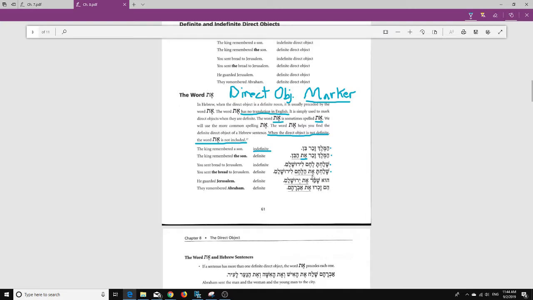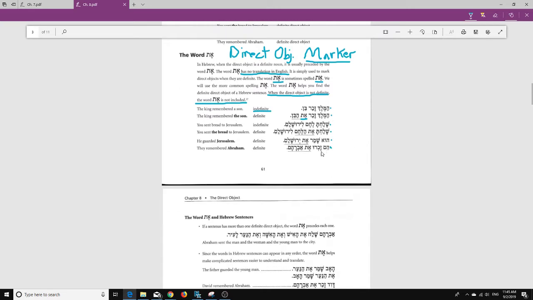And notice, I didn't translate this at all. Okay? One last example. Hu shamar et Yerushalayim. He guarded Jerusalem. I said one last example. I assume this was in pairs like the rest. Haim zakru et Abraham. They remembered Abraham.